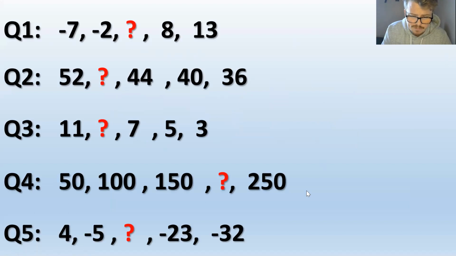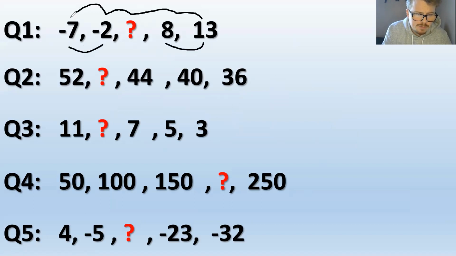So if we have a look at the first question, we can see that we need to find the missing value, which is in the middle. To do that, all I need to do is find the difference between either these two numbers or these two numbers. And I can see if I look from -7 to -2, in order to get from -7 to -2, I need to add 5. And to check that's right, if I add 5 to 8, that gives me 13. So I know this sequence is increasing by 5. So to find the missing value, all I need to do is add 5 to -2, or I could subtract 5 from 8. And in this case, the answer is going to be 3.